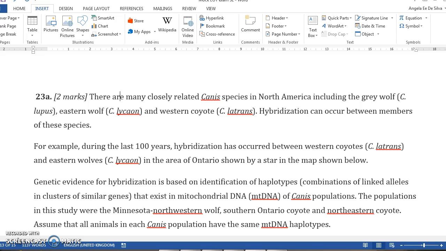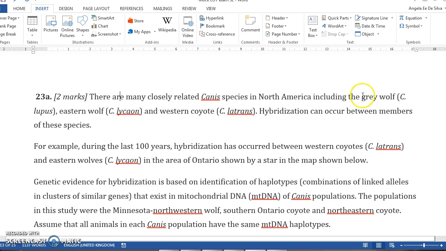So I think the first important thing is to understand the context of the question that's been given to us, and so we need to read it. We start off with reading it. There are many closely related canis species in North America, including gray wolf, eastern wolf, and western coyote.